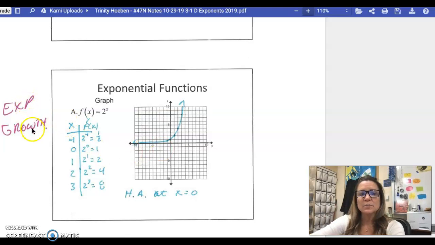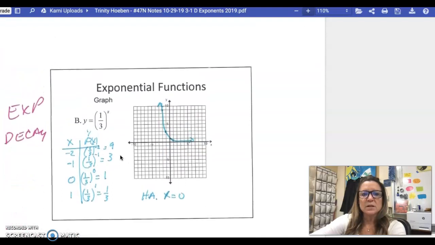So this is called exponential growth, and exponential growth is going to happen anytime your base is larger than 1, okay? All right, there is a horizontal asymptote at y equals 0. That line going this way is going to get super close, and in fact it's going to look like it might even be touching, but it will never touch, okay?